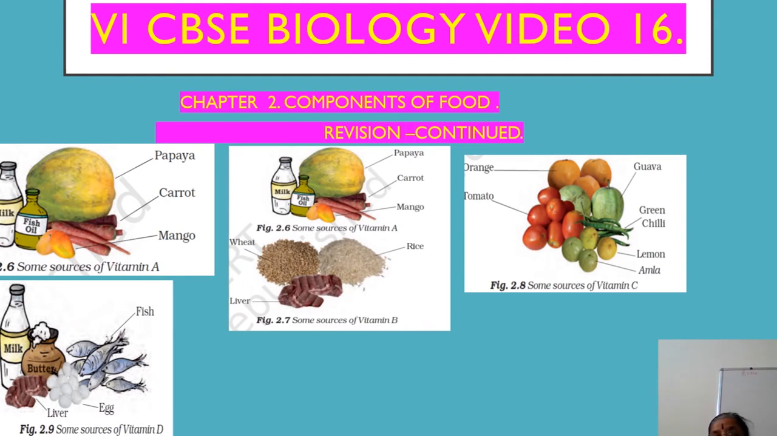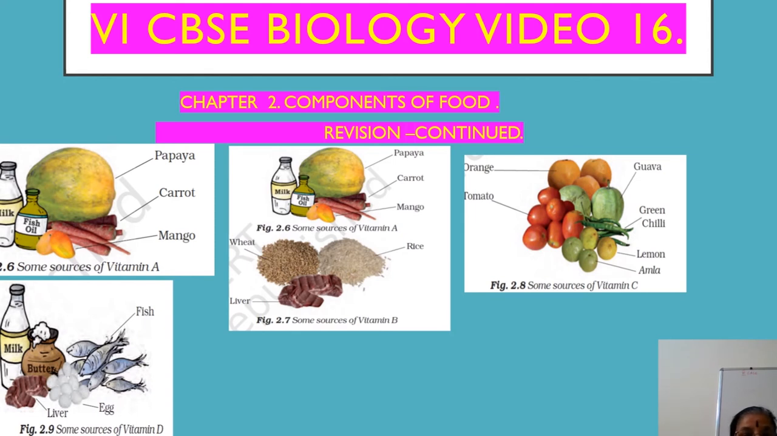We will study this in the table column later. Vitamin C: orange, all fruits, majority fruits. Orange, tomato, lemon, amla, gooseberry, green chili, and guava. These are all vitamin C. All juices mainly contain vitamin C. And vitamin D, understand these two are the same picture.